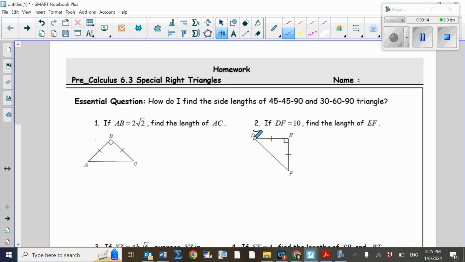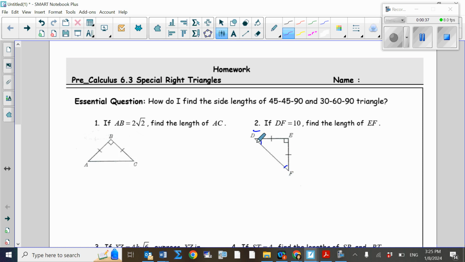So on this question, we have a right triangle. As you see, this is a right triangle. This angle is 90, but it's also an isosceles triangle because these two sides are equal to each other. And we know on an isosceles triangle, the angles opposite the equal sides are also equal to each other. That means D and F are equal to each other.